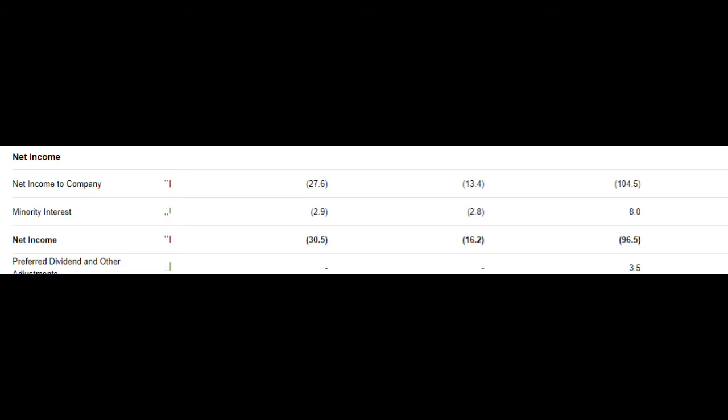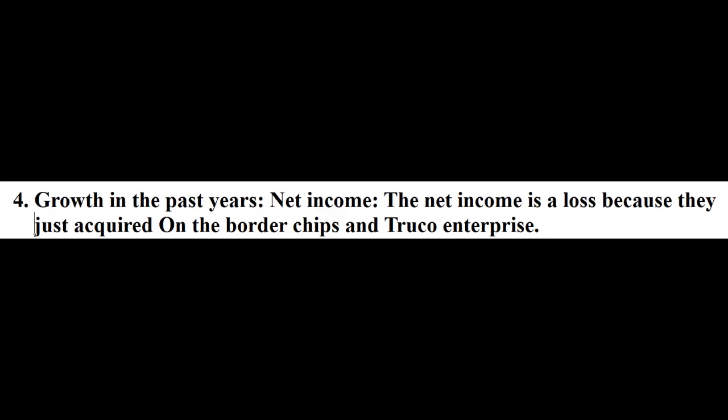But there is a reason. There is a reason they are losing this money. The reason is they're acquiring companies. They are growing, they're expanding, they're acquiring companies. They just acquired On the Border Chips, and they also acquired a company called Truco Enterprises.